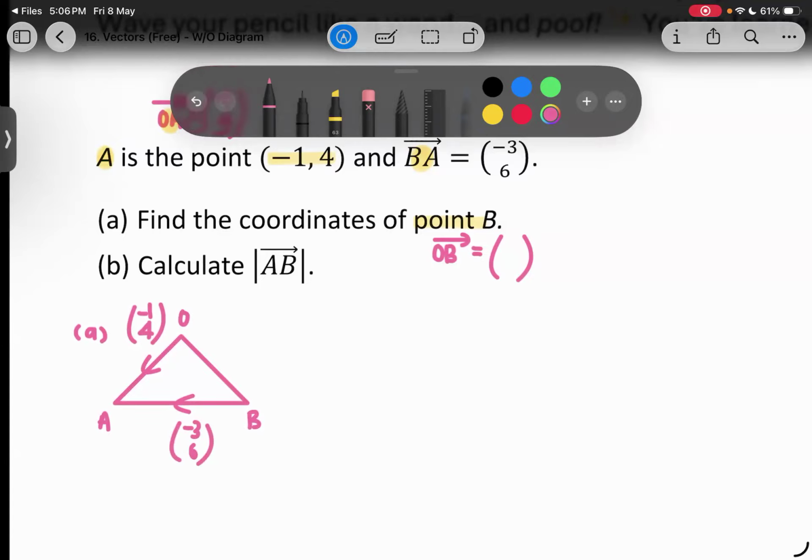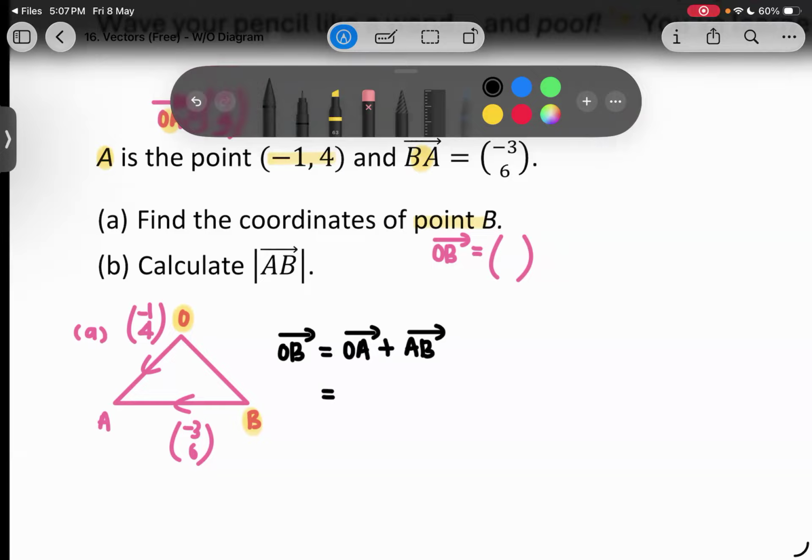When I'm doing this, what I want you to understand is what do you want? You want OB. So O is your starting point and B is your ending point. So how do you get there? That will be OA plus AB. So there's nothing to memorize. From here, just visualize from the triangle, you can see the direction already.